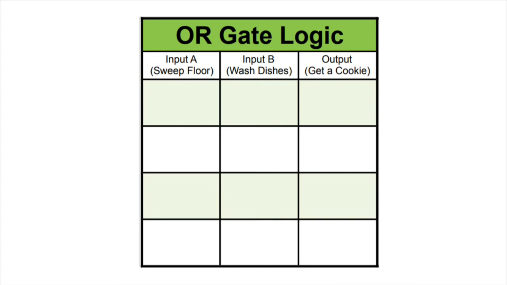Okay, let's look at how OR gates work by using a logic table. A logic table tells us what output we get for each set of inputs. The OR gate works by treating a value of 1 as true and by treating a value of 0 as false. So think about what the word OR means.